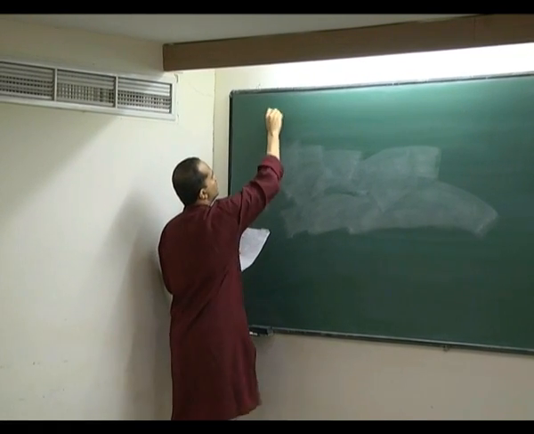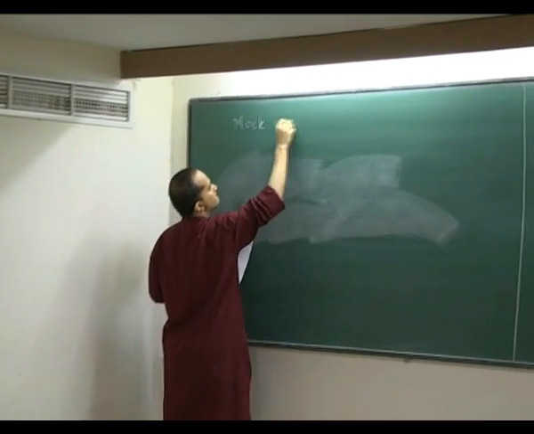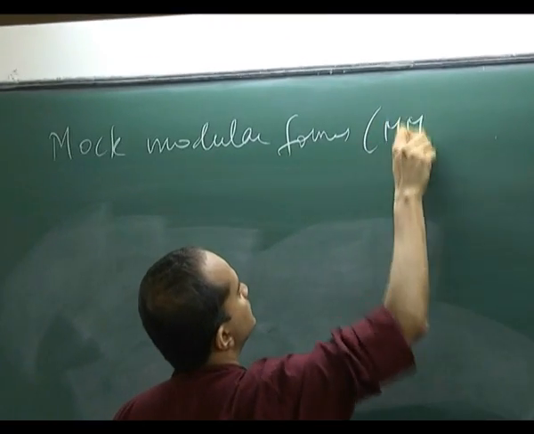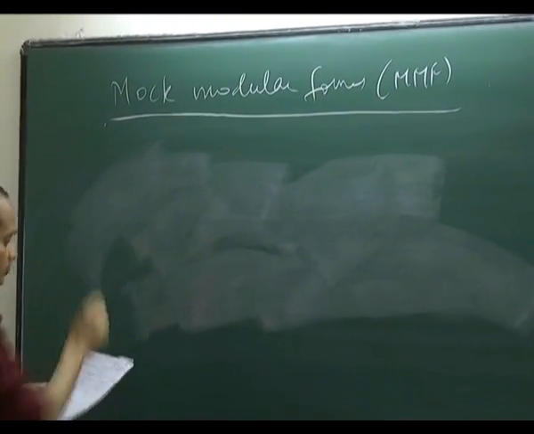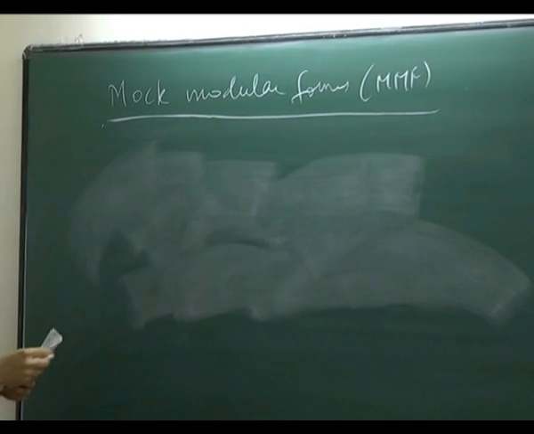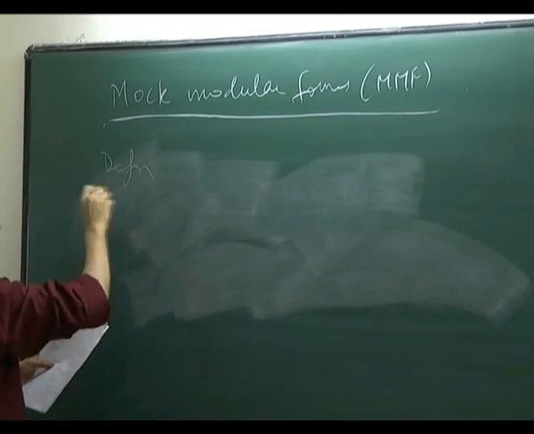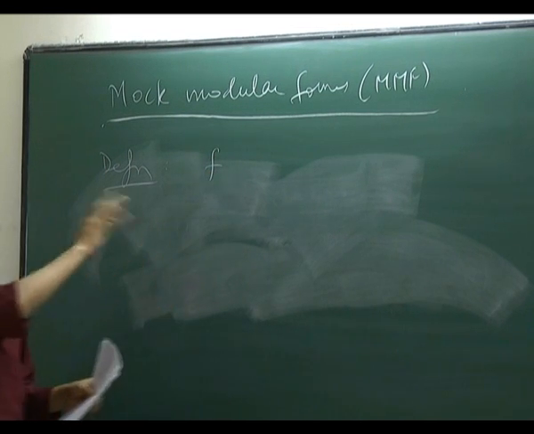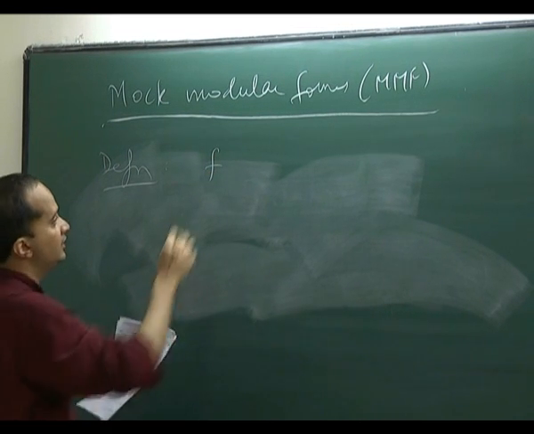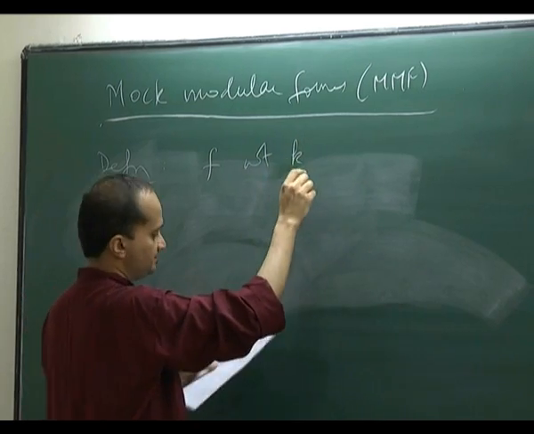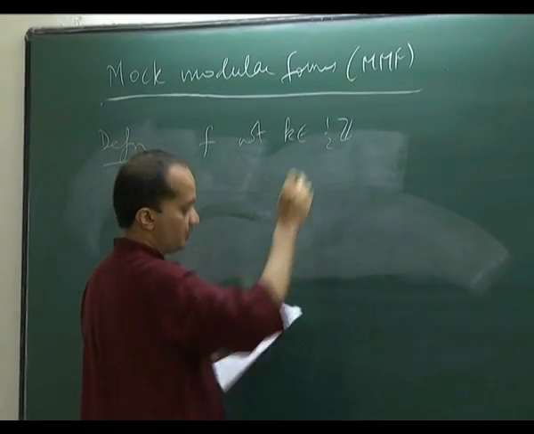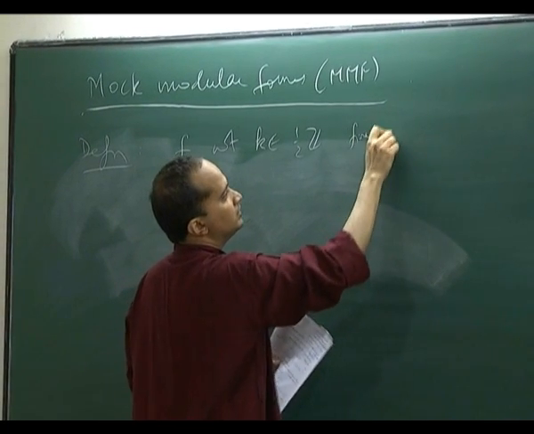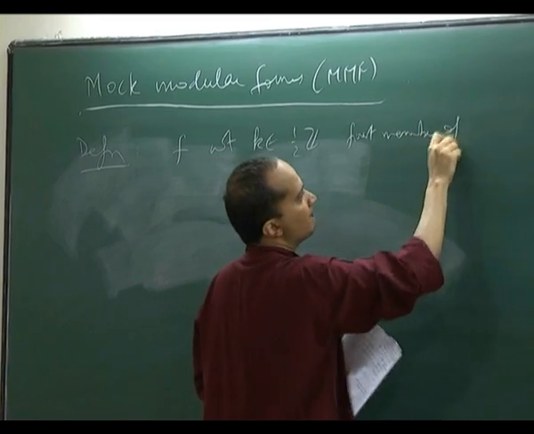So let's begin with what mock-modular forms are, because I think this will be used in other talks as well. So, definition. A mock-modular form F, I'll be brief here, but please ask me if it's not clear, of weight k, which is either integer or half integer, is the first member of a pair of functions.